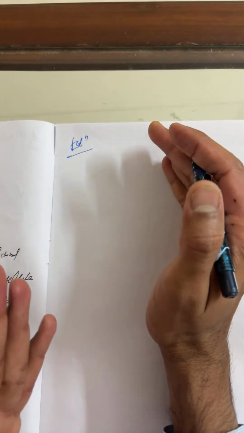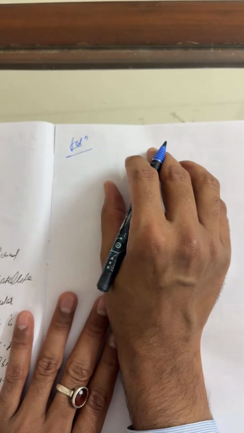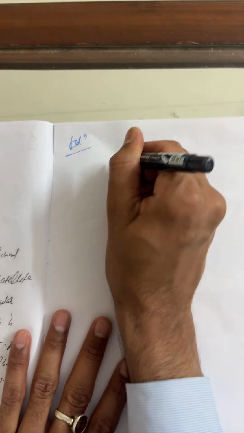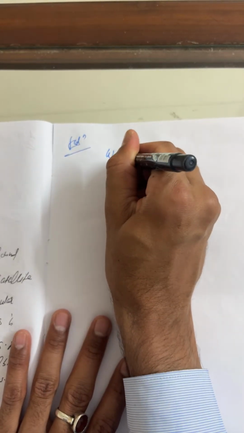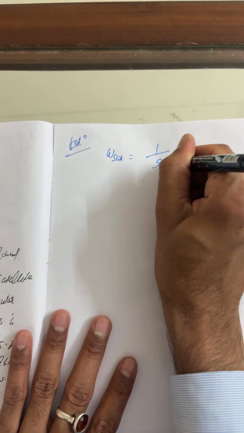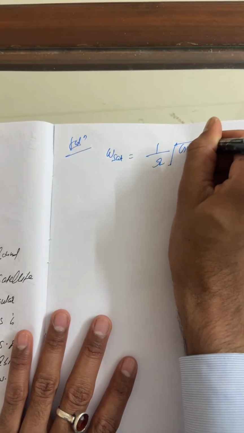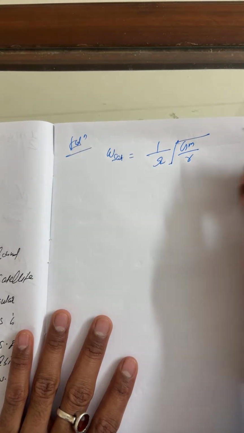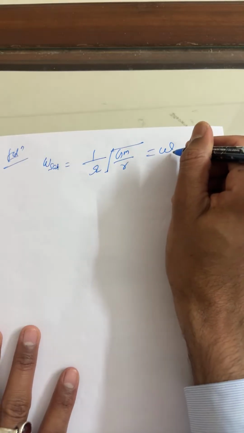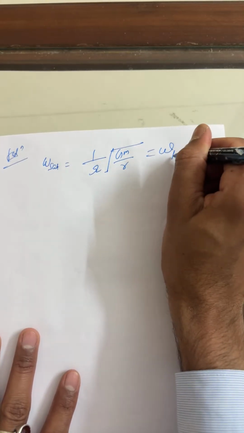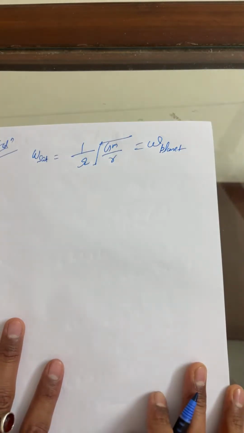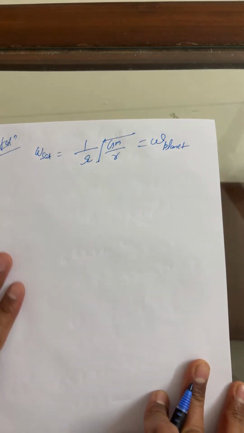For a geostationary satellite, what is the angular speed of the satellite? We can write it simply here: the angular speed of the satellite is 1 upon r into root of GM by r. This is the satellite's angular speed, or you can say the angular speed of the planet.